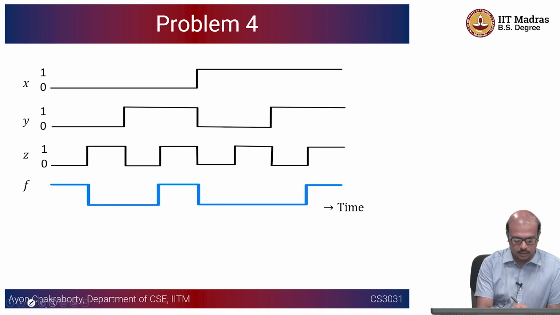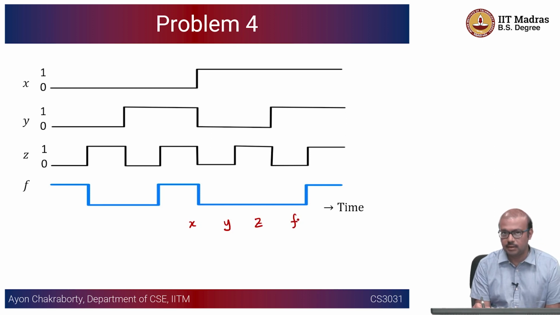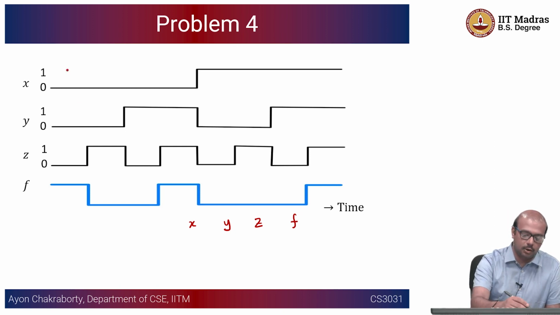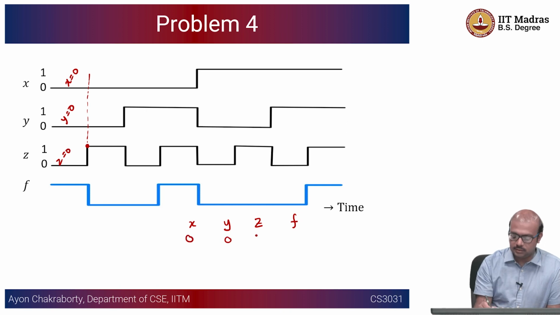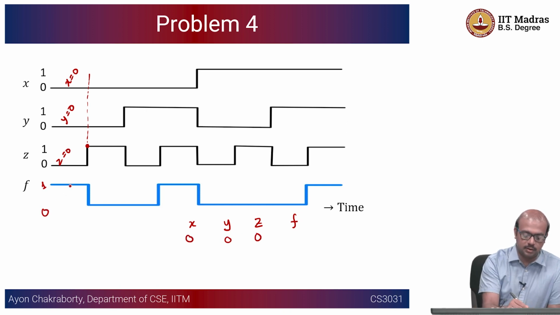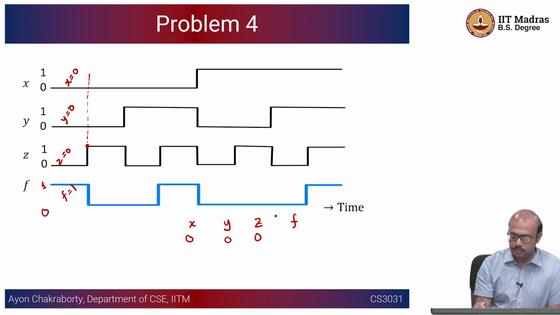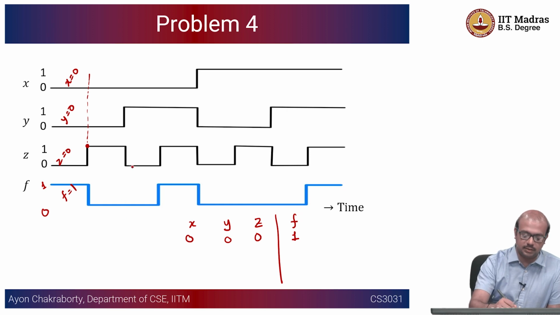So the inputs are x, y, z, and the output is f. And as I told you, we will basically chunk it off. So here all the x and y are constant, they do not change. Z changed right here. So this is x equal to 0, y equal to 0, z is equal to 0. So 0, 0, 0, f is equal to 1. Okay. Similarly, you will do the rest of them.